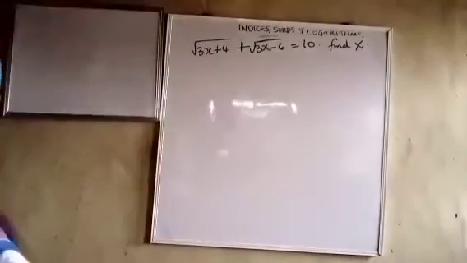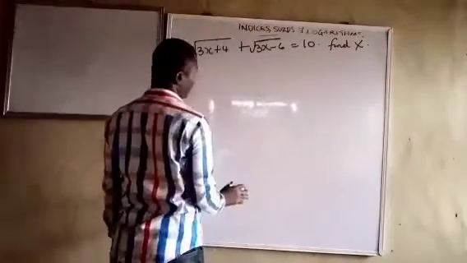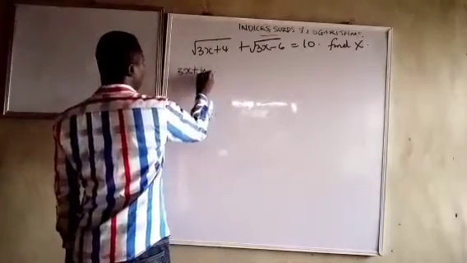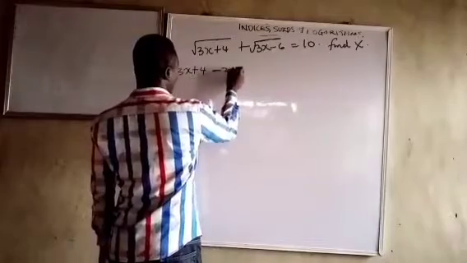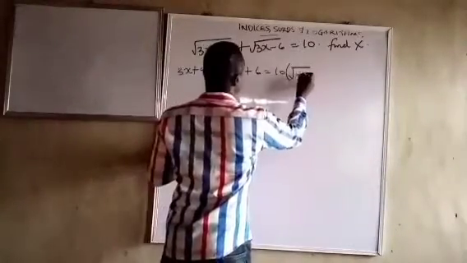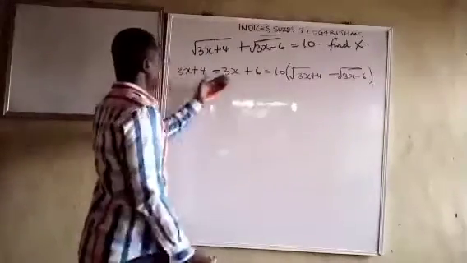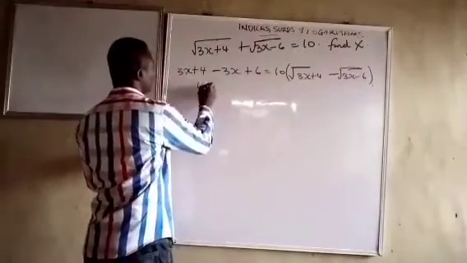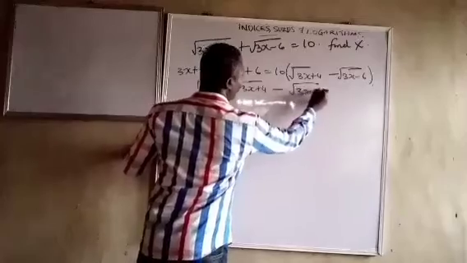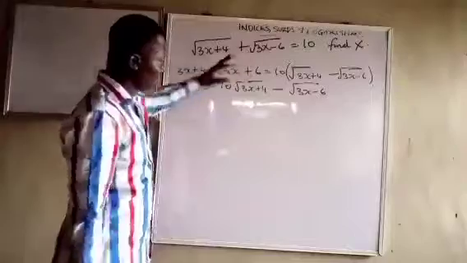Let's look at another way of doing it. Now let's look at the alternative method. We have this. Now let's multiply both sides by the conjugate of this one. So we are going to have 3x plus 4 minus 3x plus 6 is equal to 10 into root of 3x plus 4 minus root of 3x minus 6. So what does this give us? This cancels this, and we have 10 equals 10 into root of 3x plus 4 minus root of 3x minus 6. Now, this one is very good when the coefficients of x on both sides are equal.